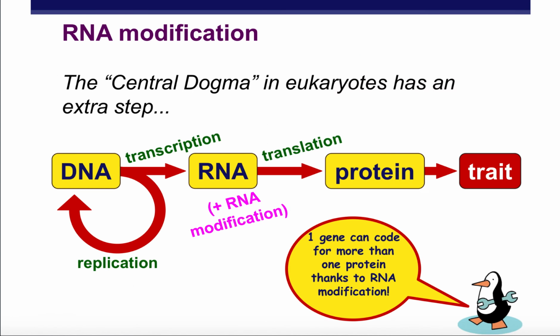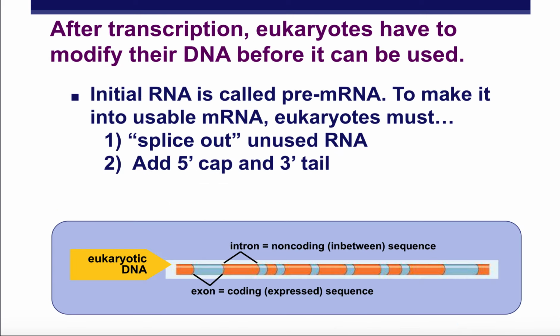Now, I mentioned in eukaryotes, there is an additional process once the transcription is made before you can actually successfully make final mRNA that can be sent out for translation and conversion into protein. And this process is called RNA modification, also sometimes known as RNA processing. Now, why do we do this? Well, there's actually a really big advantage to it, and we're going to go over that.